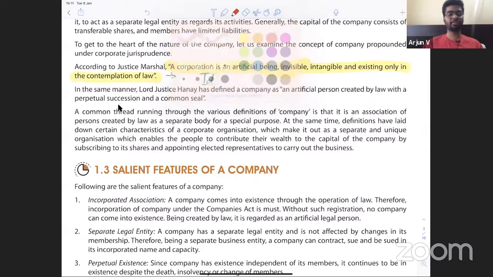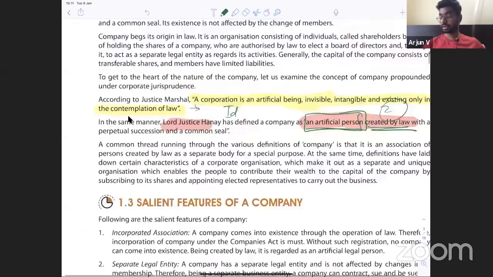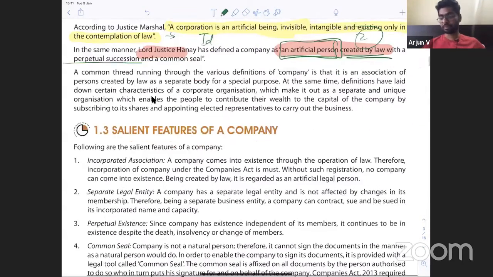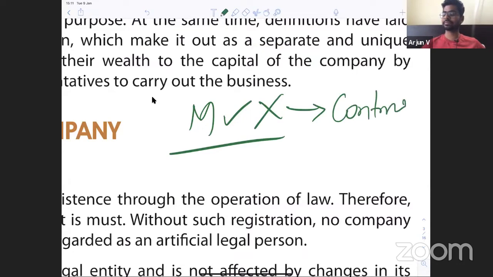Now see the Lord Justice definition. This gives me another couple of features about a company. The first one, under Lord Justice, is that it's an artificial person created by law, which we already covered. It is a person. See here, it is giving an identity of a person. Who gave birth to it? It is given birth by law. And it has a perpetual succession. What do you mean by perpetual succession? Whether members of a company come or go, the company will continue to sustain, till law does not kill it.